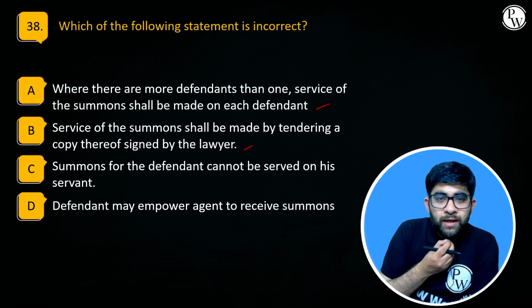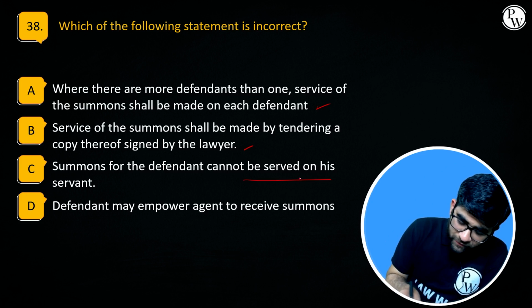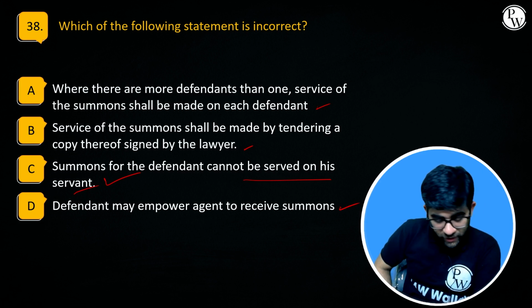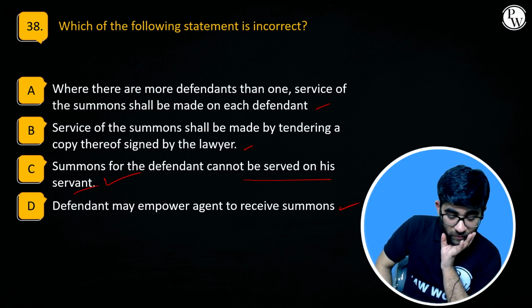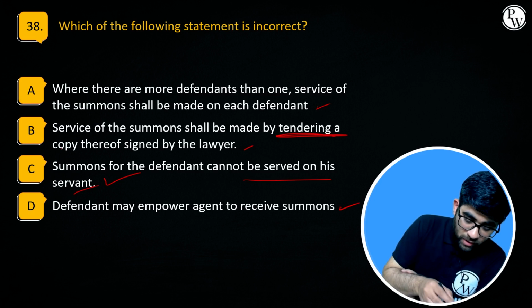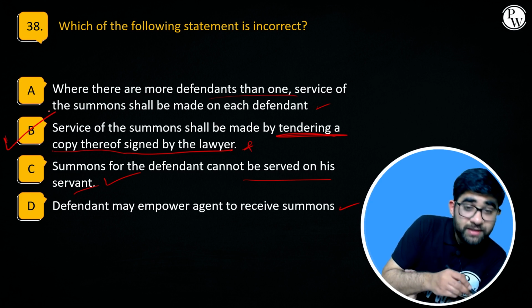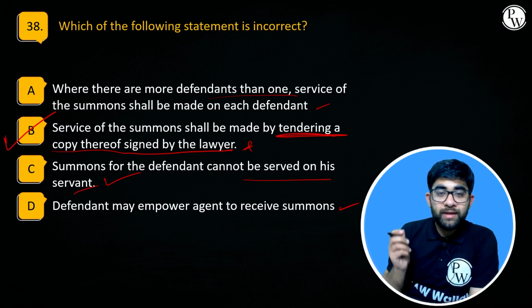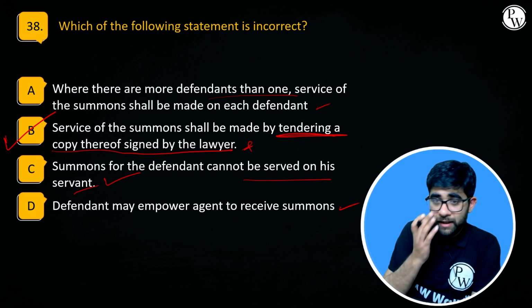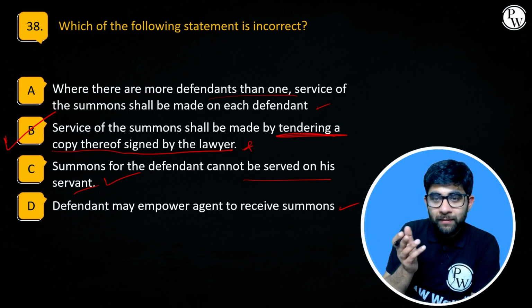Which of the following is incorrect? If you see, service of the summons shall be made by tendering. Summons of the defendant cannot be served on his servant, it is correct. Defendant may empower the agent to receive summons, it is also correct. So these are two correct, but service of the summons shall be made by tendering a copy thereof signed by the lawyer, it is not compulsory. So the odd one out here is 38, the answer is B. It is not important that it is to be signed by the lawyer, right? So the answer is B, I've used the method of elimination here also.